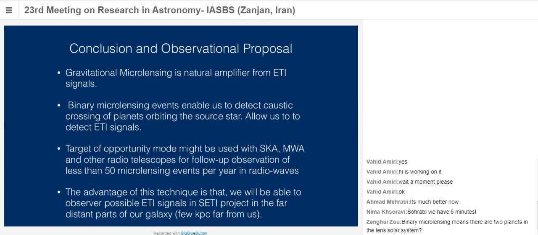Actually, I use the thresholds of different telescopes like SKA or MWA. I just use these two telescopes to see what is the advantage of using this microlensing. Without it, we could detect up to 100 parsecs, and if you have a caustic crossing, you can go to the kiloparsec.